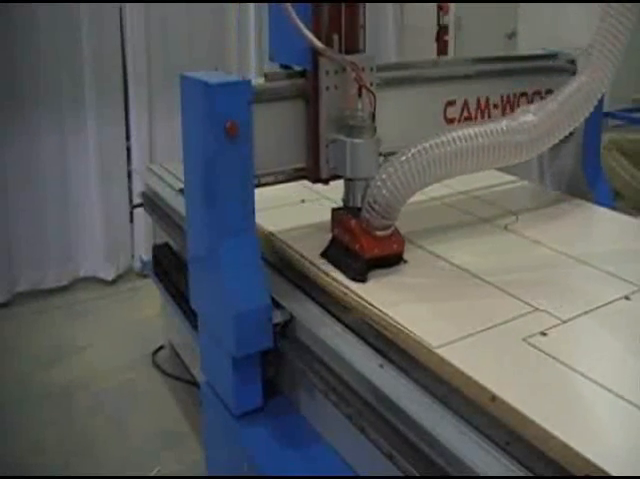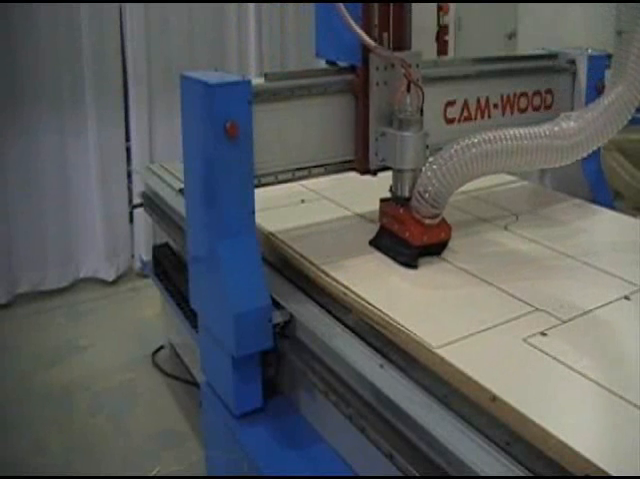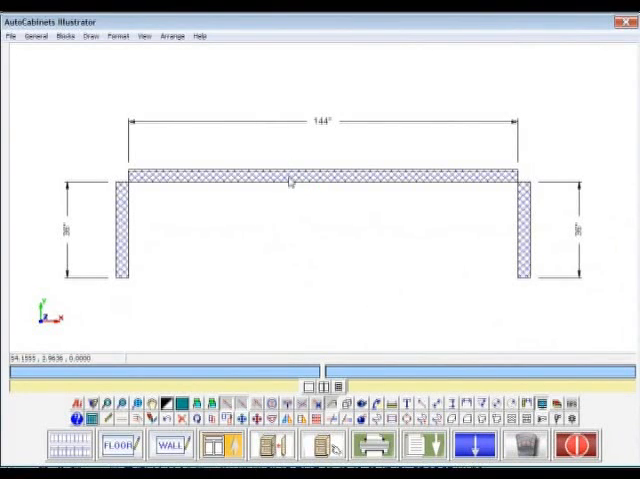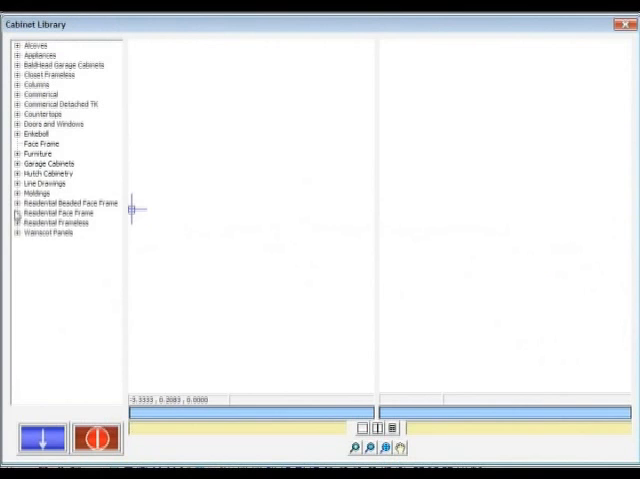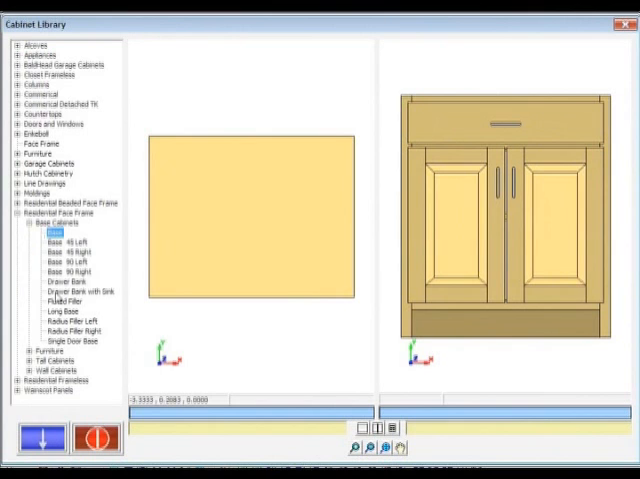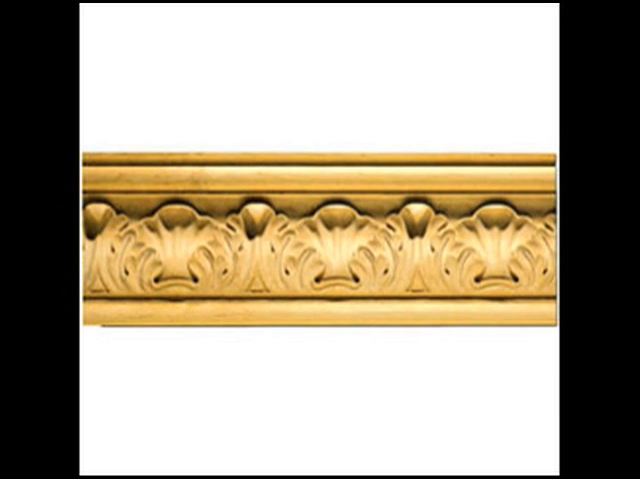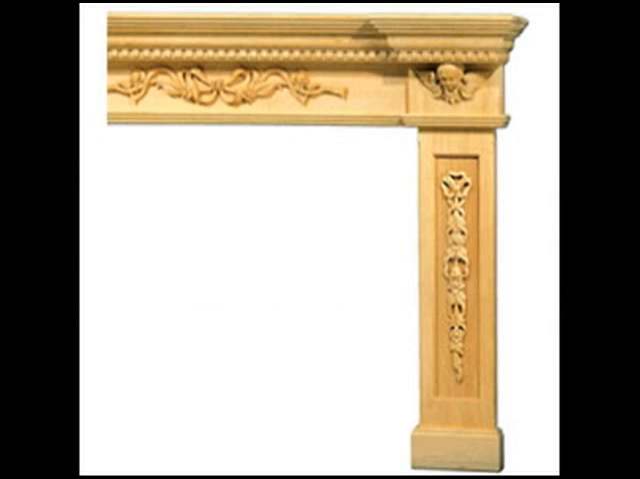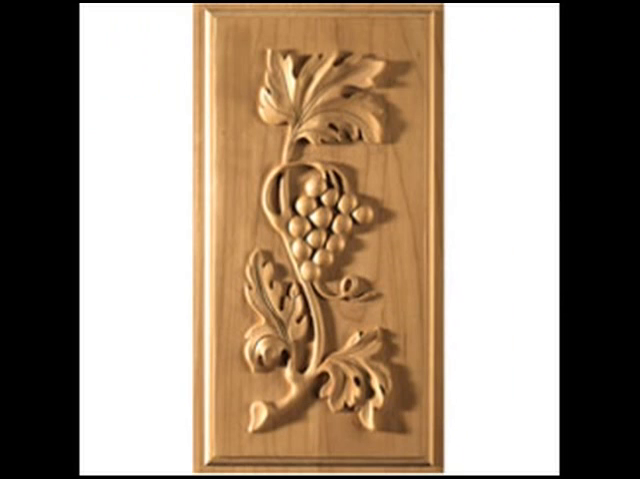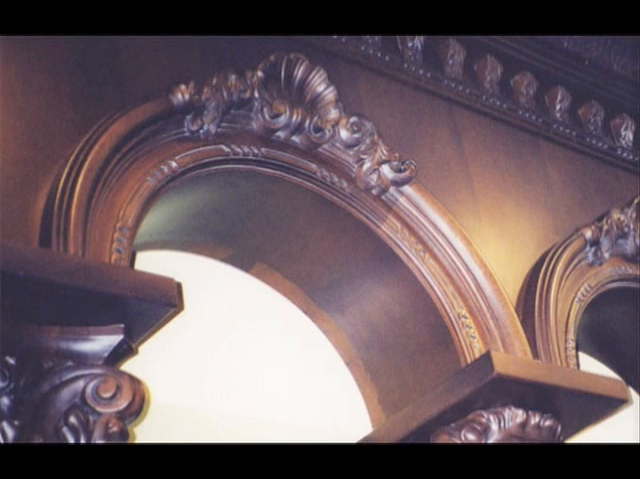The Camwood CNC router is compatible with virtually all design software. With over 150 machines already running in the US and thousands worldwide, we have proven capability from around the globe. Panel processing is just the start. Camwood CNC routers are used for custom architectural millwork and decorative carving of every type and description. Truly, your only limitation is your imagination.